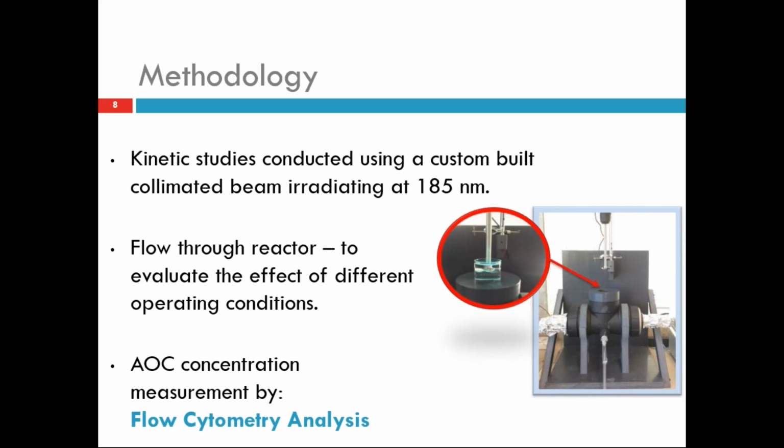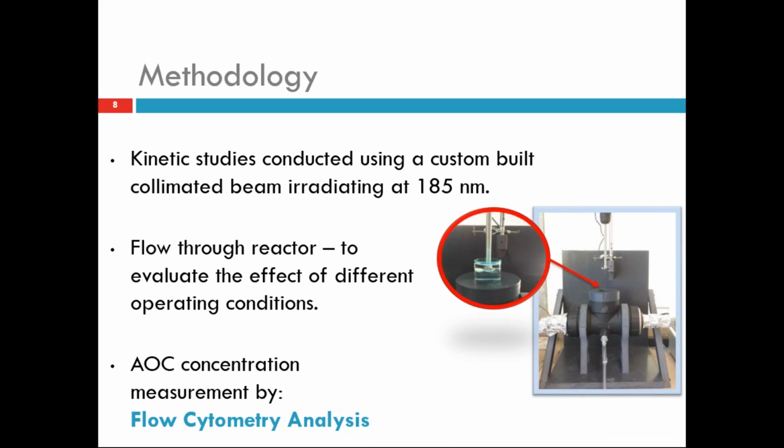Now, for our vacuum UV experiments, we used two setups. The first one was a collimated beam setup, as we can see in the picture. This is used for kinetic studies, and it uses a small volume of water in a beaker, as we can see, and UV radiation hits from the bottom, and there is a mixer that keeps the solution homogeneous.